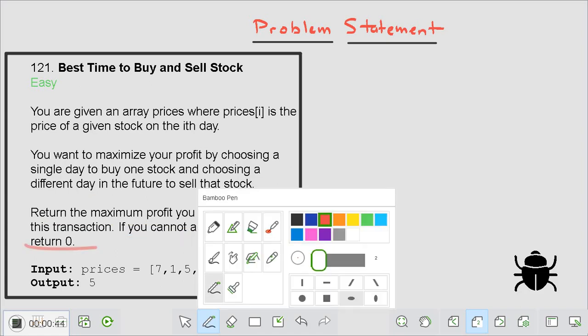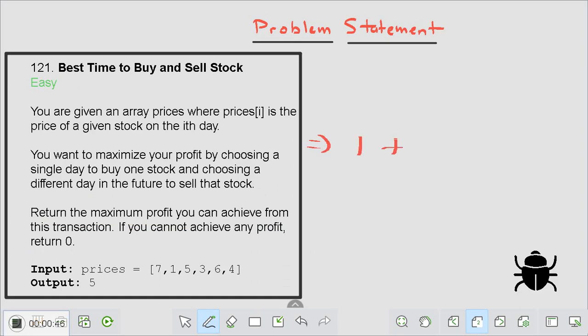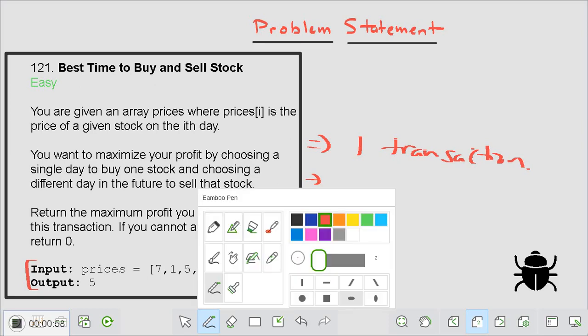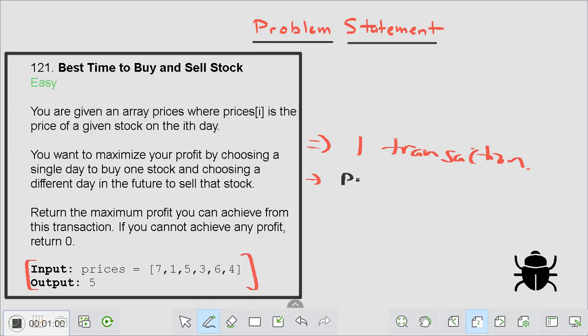Okay, so what we basically have is only one transaction, and in this transaction I have to find the maximum profit. So let me explain this example which is given here, and the example says that we have prices as 7, 1, 5, 3, 6 and 4. So we have 6 days, and let me write the days as well: 1, 2, 3, 4, 5 and 6.